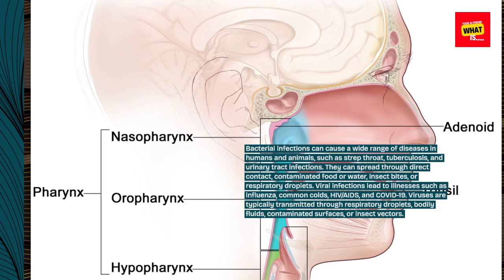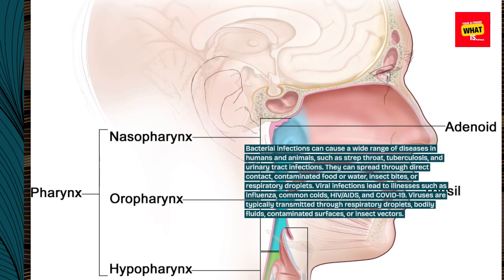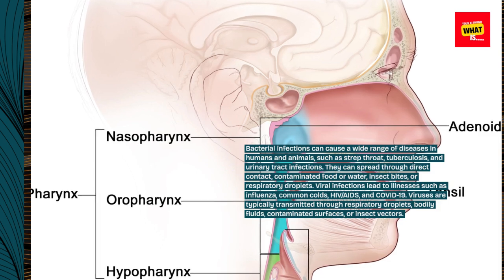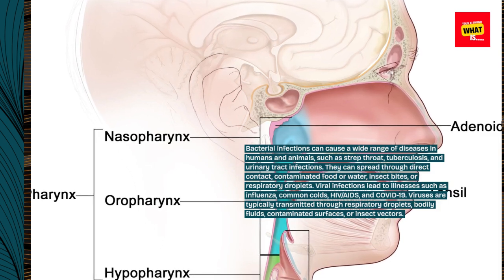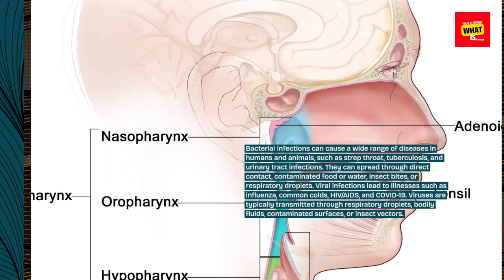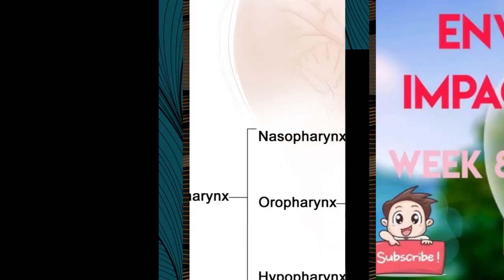Viral infections lead to illnesses such as influenza, common colds, HIV, AIDS, and COVID-19. Viruses are typically transmitted through respiratory droplets, bodily fluids, contaminated surfaces, or insect vectors.